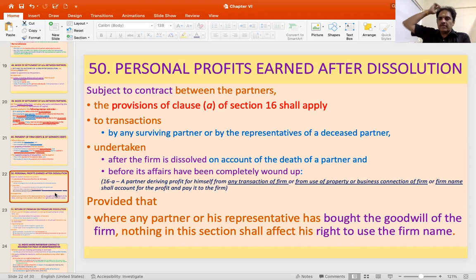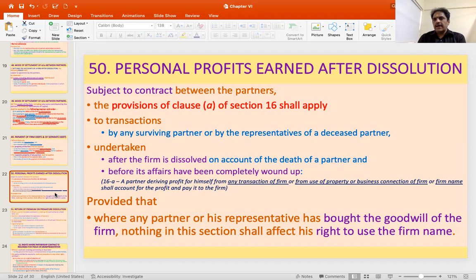But in that particular case, if he goes and does the business, the representative is doing the business in the firm's name, using the property of the firm or the business connection, then whatever profit the representative earns is supposed to come to the firm, notwithstanding the fact that it has been dissolved, because winding up has finally not taken place. Then, provided that where any partner or his representative has bought the goodwill of the firm, nothing in this section shall affect his right to use the firm name.